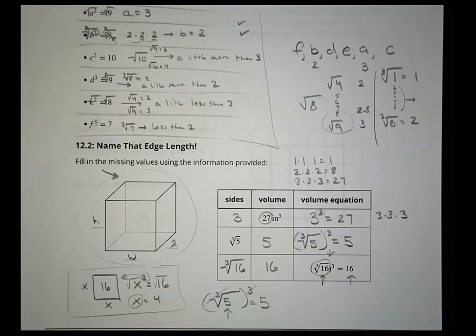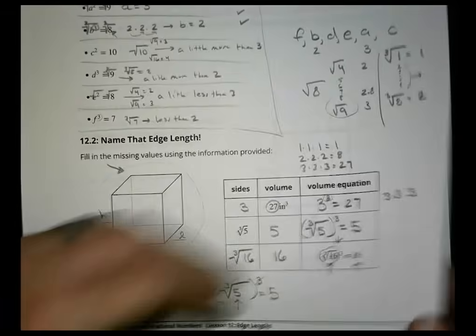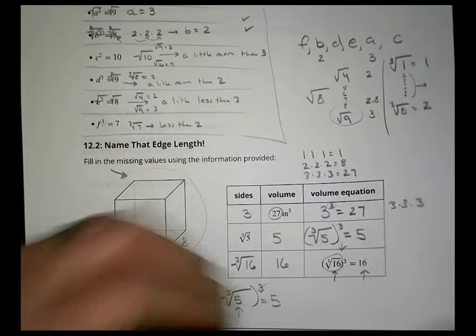But the point here is that we're talking about how a side length is a squared, but we're talking about cube lengths, we're talking about cube things.